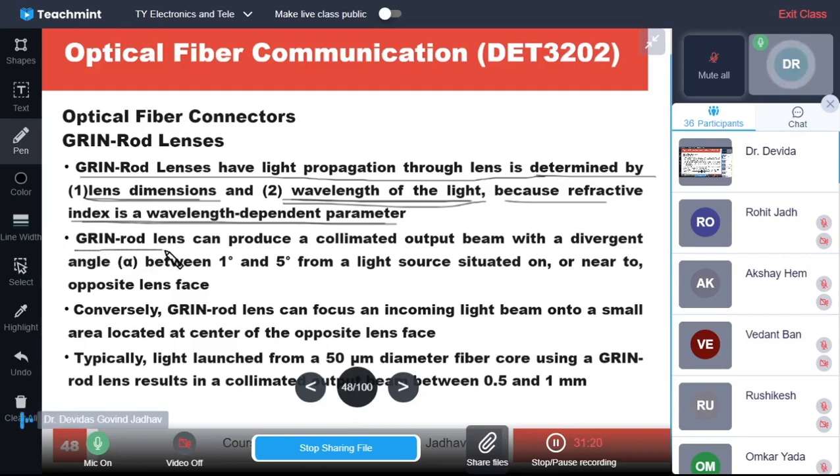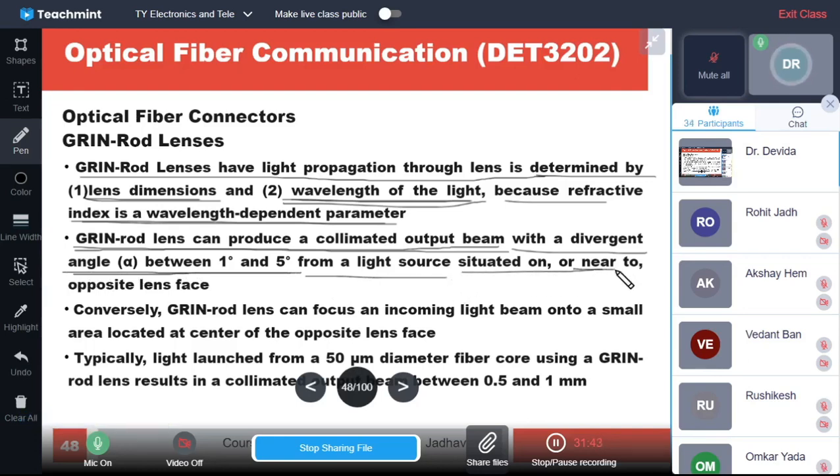A graded index green rod lens can produce a collimated output beam, a parallel output beam with a divergence angle alpha between 1 to 5 degrees, from a light source situated on or near to the opposite lens face. It may be situated on the face or near to the face. It depends on which dimension lens we are using.